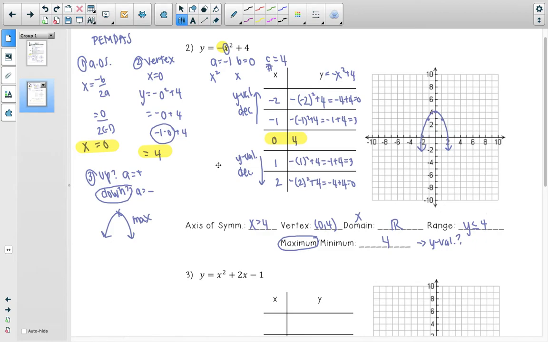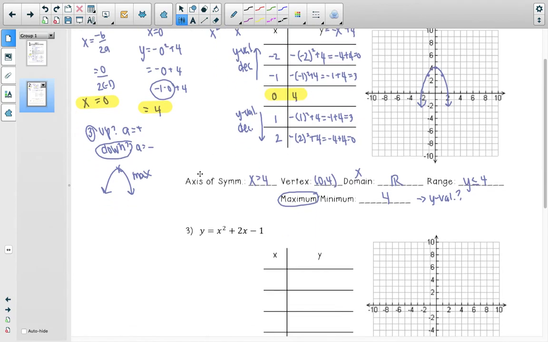Now on number 3, I'm going to change it. And I know this looks like a lot is going on, and there's a lot of calculations, but I promise you, you're very capable of doing this.